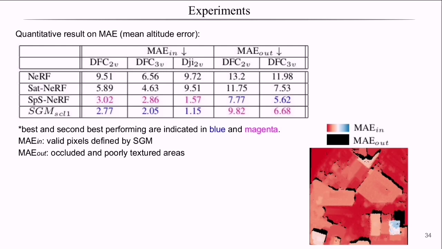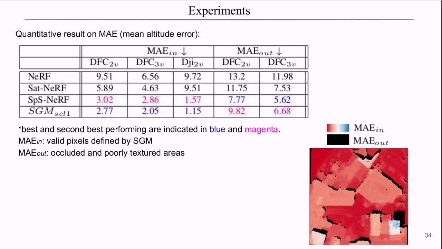Best and second best performing are indicated in blue and magenta. We displayed two sets of results, MAE in and MAE out. Here I displayed an example to show the difference. MAE in means valid pixels defined by SGM, and MAE out means the occluded and poorly textured areas.